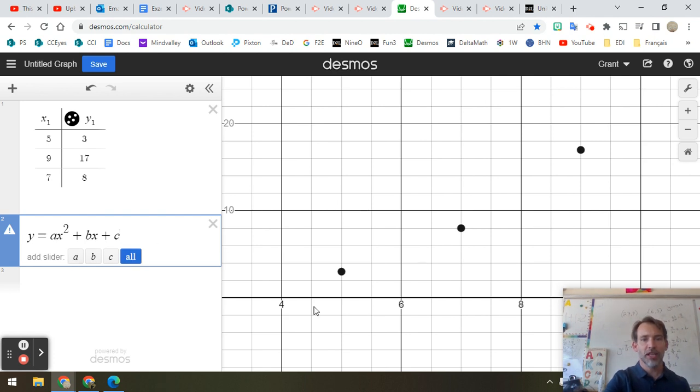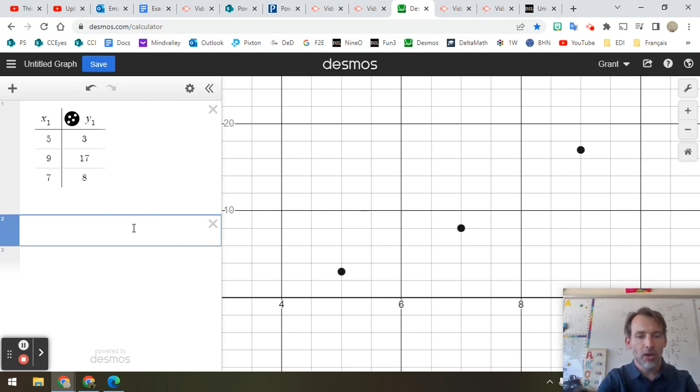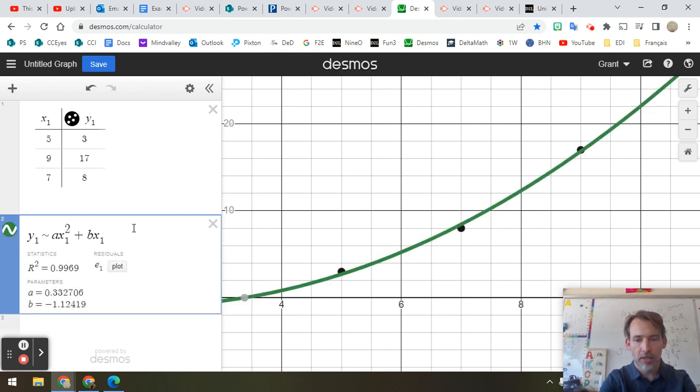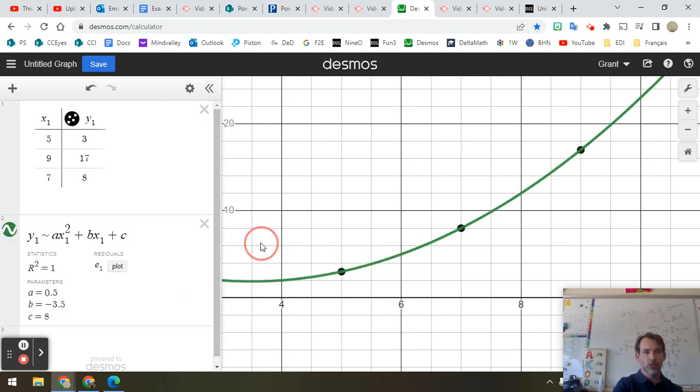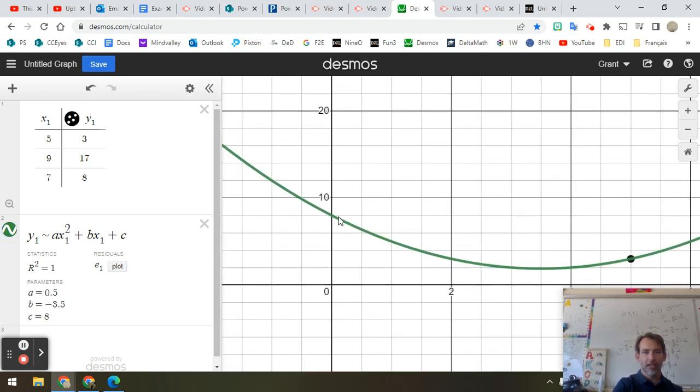And again, I could play around with sliders until it fits those three points, but no one's got time for that. Let Desmos do it. You would say y1 tilde ax1 squared plus bx1 plus c. And there is the perfect quadratic that goes through those 3 points. Cool. a is 1/2, b is negative 3.5, and c is 8. So I bet if we go over here, we'll find that the y-intercept is up there at 8. Cool, it is. Great. And the vertex is back there at 3.5. Very interesting. All right, cool.